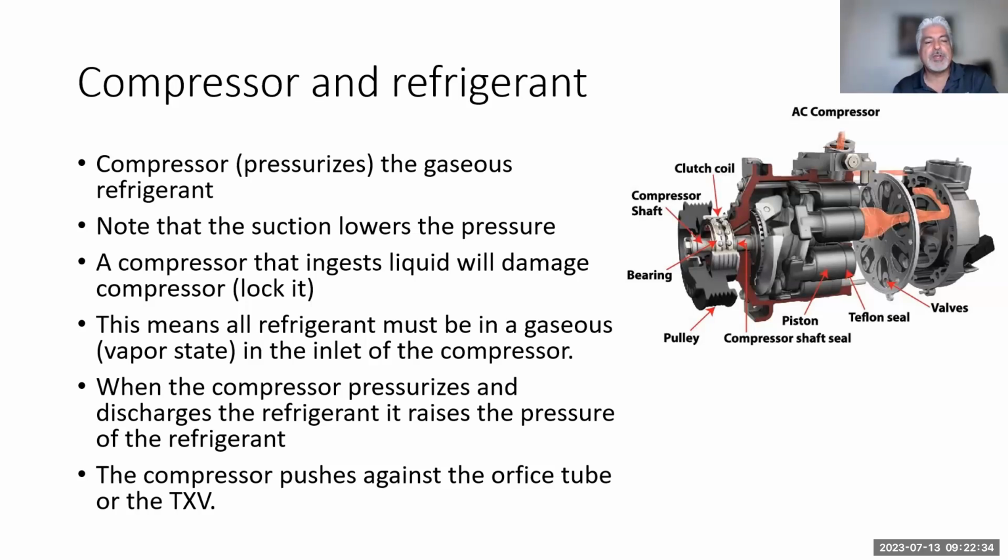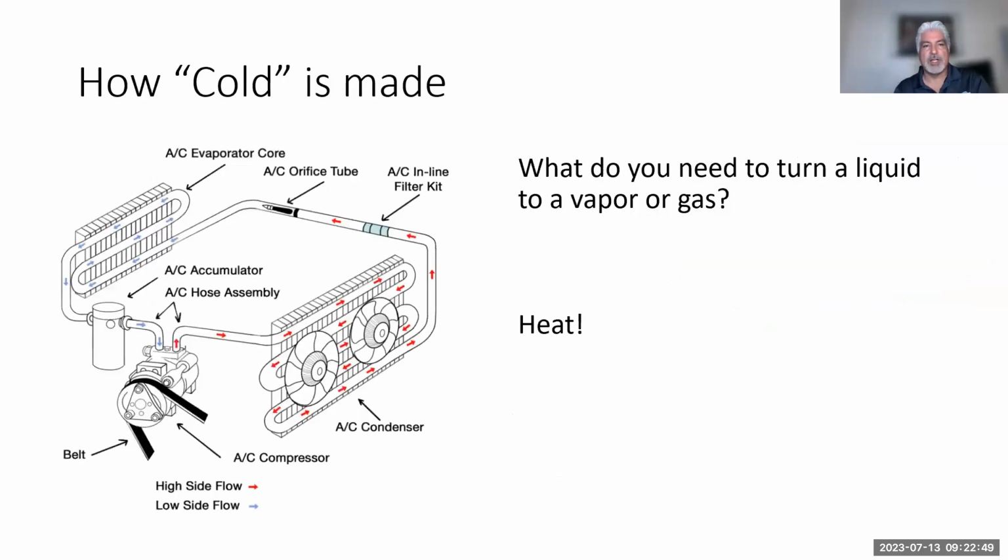And when the compressor pressurizes and discharges the refrigerant, it raises the pressure of the refrigerant, which again allows it to turn back into a liquid. So the compressor pushes against the orifice tube or the TXV, depending on which model of AC we're working on. So like we've been saying, here's another picture that I found that we could be using.